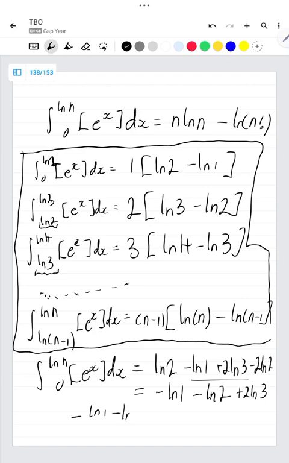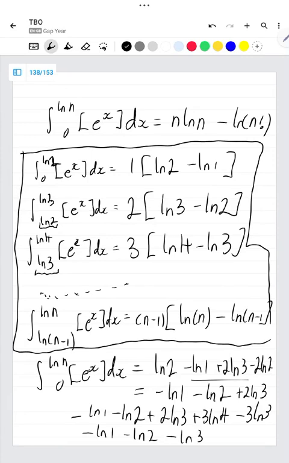So I have this, obviously. Then there's a plus 2 log 3 over there. So I have minus log 1 minus log 2 plus 2 log 3 plus 3 log 4 minus 3 log 3. So that'll be minus log 1 minus log 2 minus log 3 plus 3 log 4. So that's between 0 and log 4.